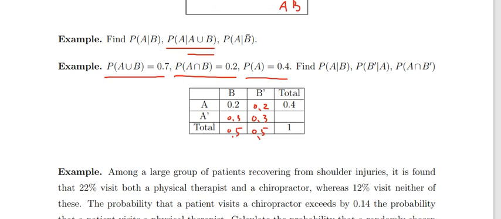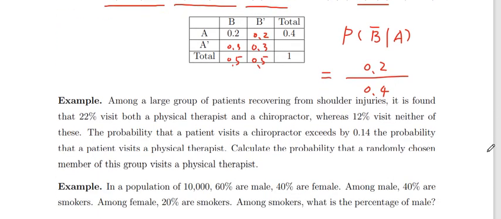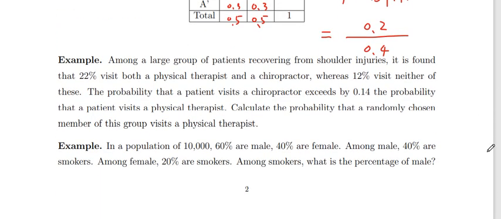So let's say find this. This is the probability of B bar, B prime, which means not B. So among A, the total among A is 0.4, right? So among A, how much for B bar? B bar is 0.2, right? Yep.